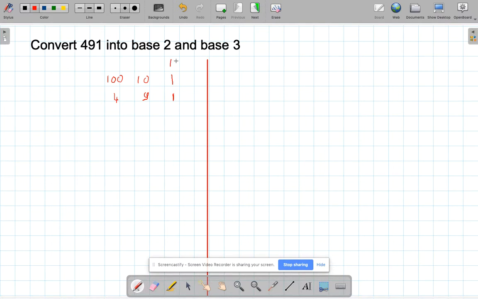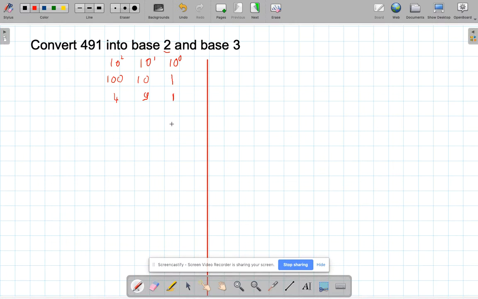Well, this is 10 to the power of 0. This is 10 to the power of 1. This is 10 to the power of 2, and so on. And that's base 10, what we use in everyday life. But I want base 2.